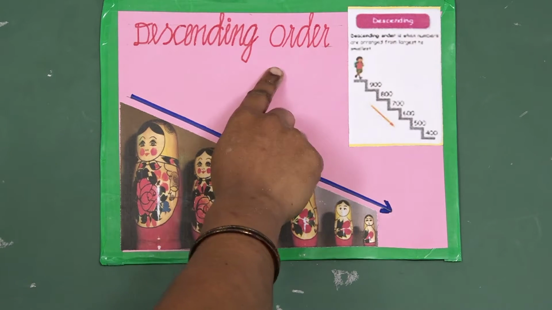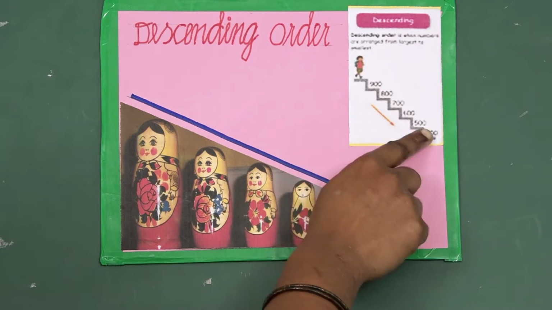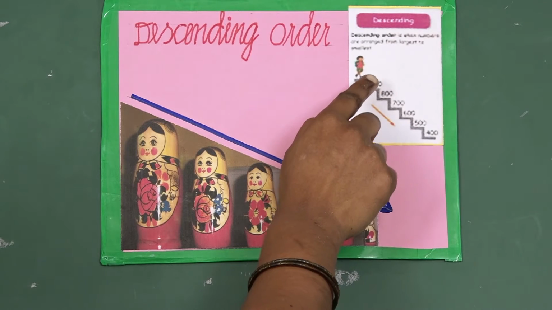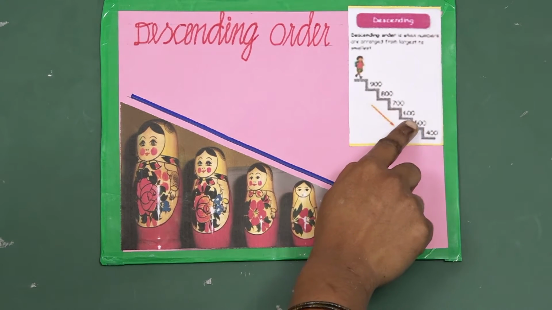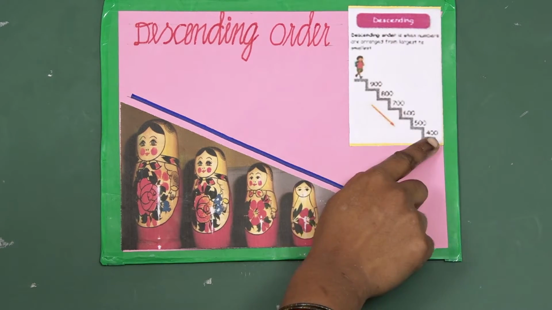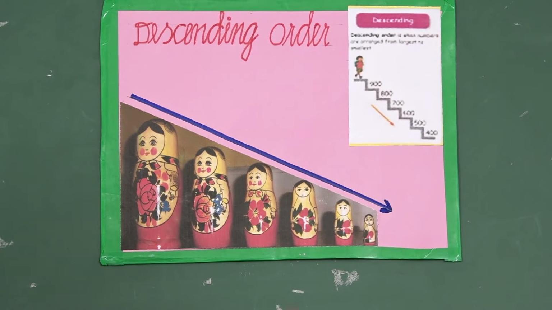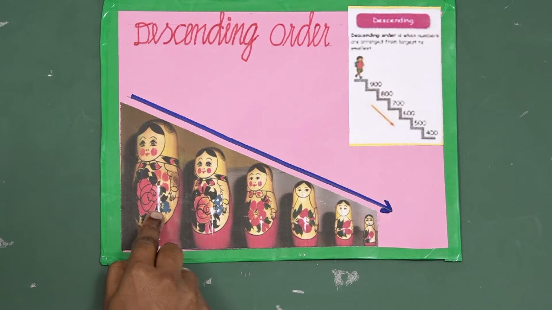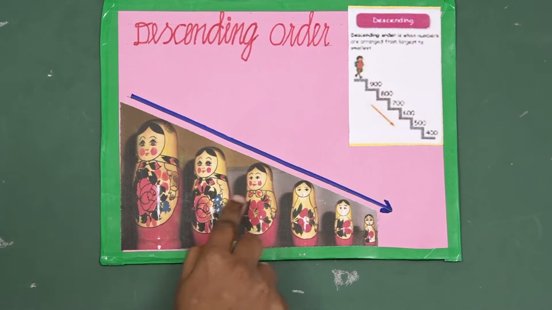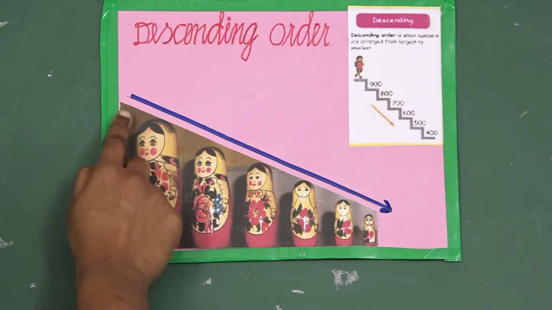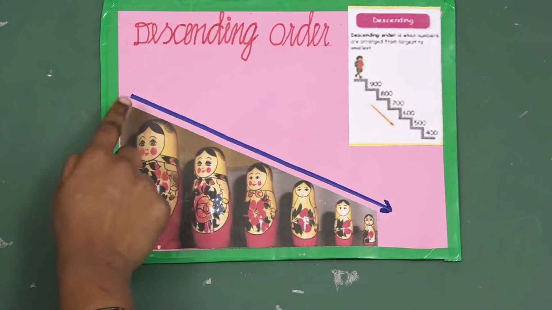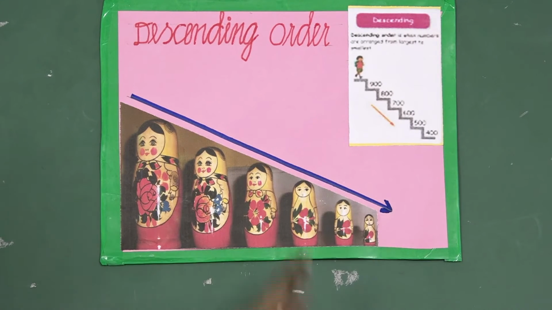Let us see descending order. See that line coming down is descending order. See these numbers: 900, 800, 700, 600, 500, 400. These are in descending order. Say, what are these? These are dolls. Comparing these, this is small. Big to small.